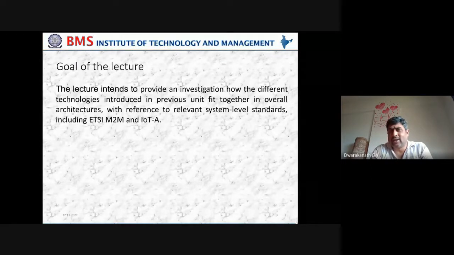The main goal of this lecture is to investigate how the different technologies introduced in the previous unit fit together in an overall architecture. In the previous unit we discussed so many technologies, from devices onward. In an overall architecture, where to place which technology is very important, and which standards that technology should follow worldwide. Why do these things always come up?